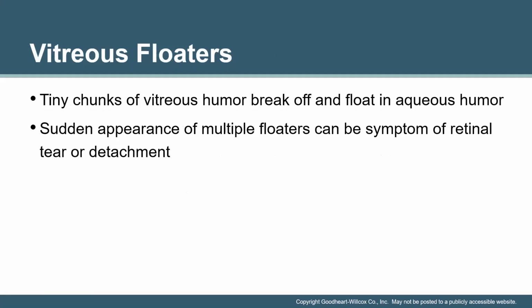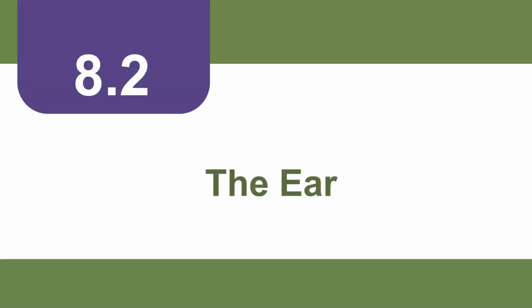A vitreous floater: these are tiny chunks of that gelatinous vitreous humor in the posterior compartment of the eye that will float off and make it to the anterior compartment. So when we have these floaters floating in the fluid, they will impair our field of view a little bit. If you have a lot of floaters, this can be an indicator that you have a retinal detachment.